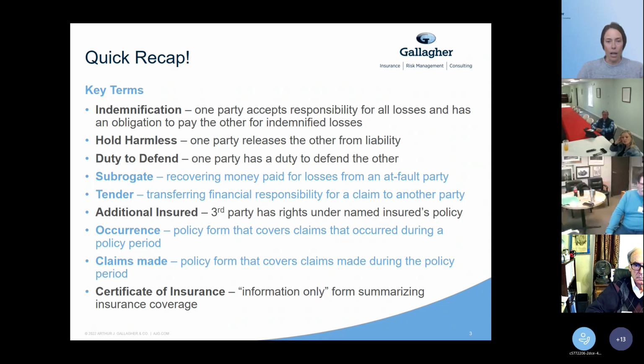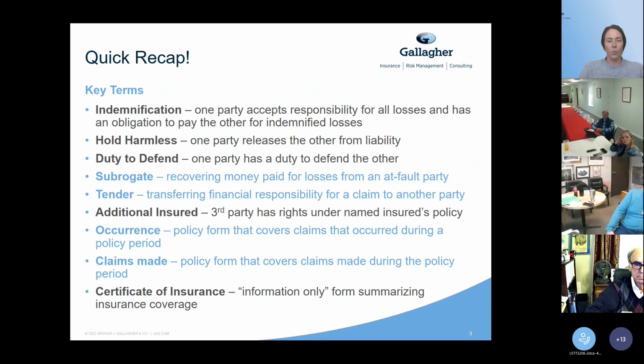Whereas a claims-made policy covers claims that are made during the policy period. So the policy that responds is the one that's in place when the lawsuit is filed. So even if the incident had happened a year, 2 years ago, if it's a claims-made policy, the current policy is going to cover it when the claim is made.